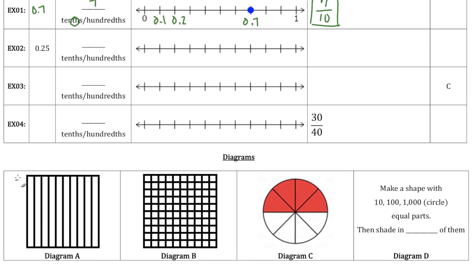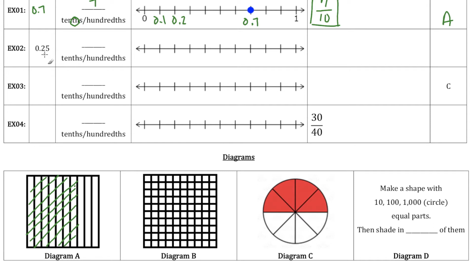Diagram A is divided into 10 parts, so let's use diagram A. So 1, 2, 3, 4, 5, 6, 7. So I can shade in 7 equal portions of this whole. Remember, this entire larger square is a whole, and I'm just shading in 7/10 of it.